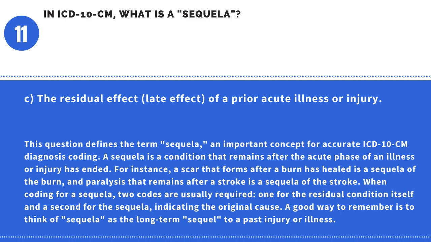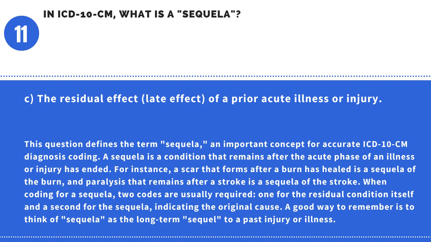Answer: C. The residual effect, late effect, of a prior acute illness or injury. This question defines the term sequela, an important concept for accurate ICD-10-CM diagnosis coding. A sequela is a condition that remains after the acute phase of an illness or injury has ended. For instance, a scar that forms after a burn has healed is a sequela of the burn, and paralysis that remains after a stroke is a sequela of the stroke.